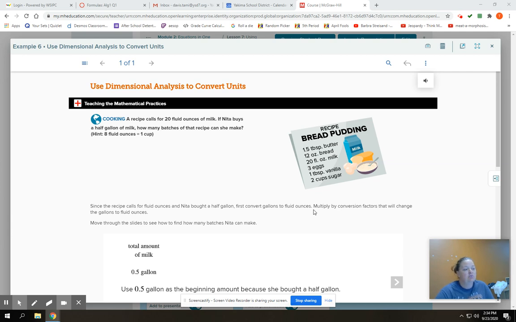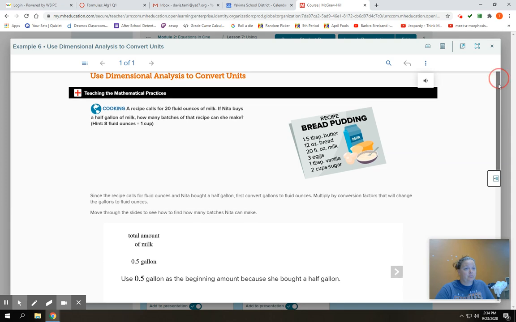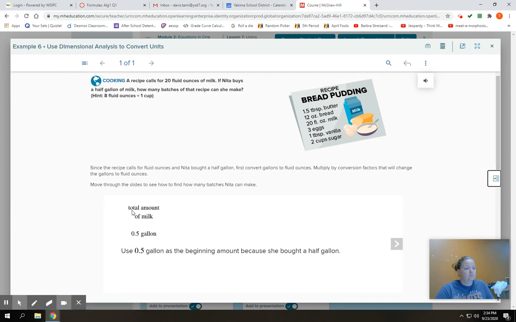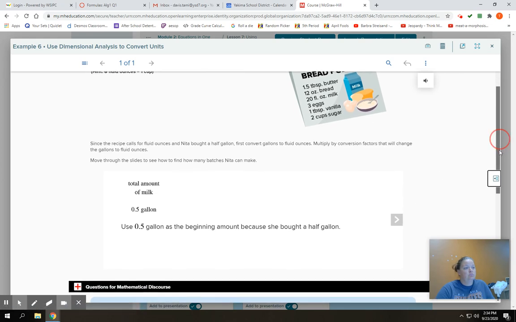Since the recipe calls for fluid ounces and Nita bought a half gallon, first convert gallons to fluid ounces. Multiply by conversion factors that will change the gallons to fluid ounces. The total amount of milk, 0.5 gallons. Use 0.5 gallons as the beginning amount because she bought half a gallon.